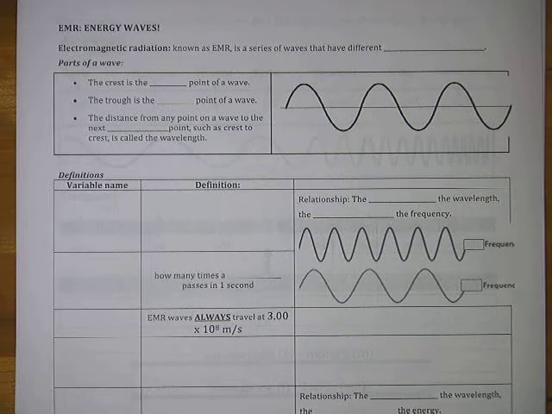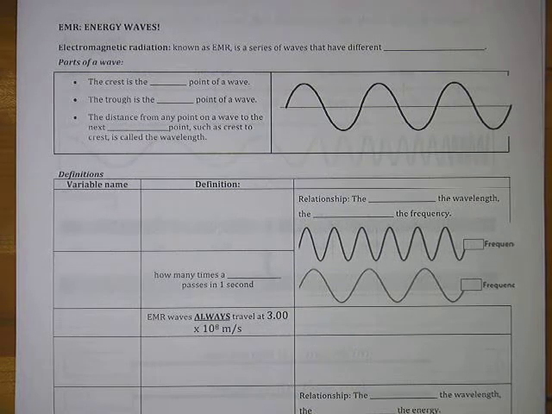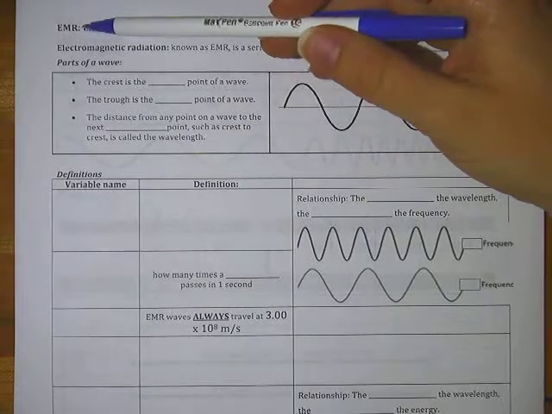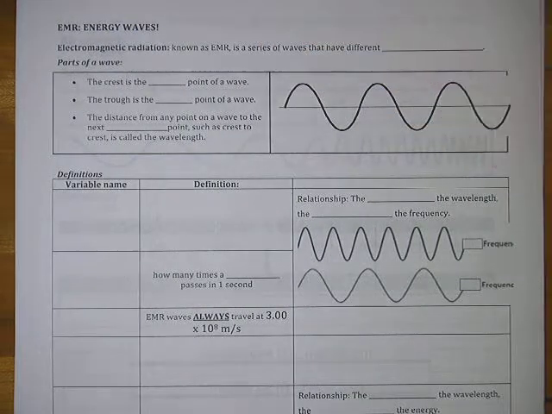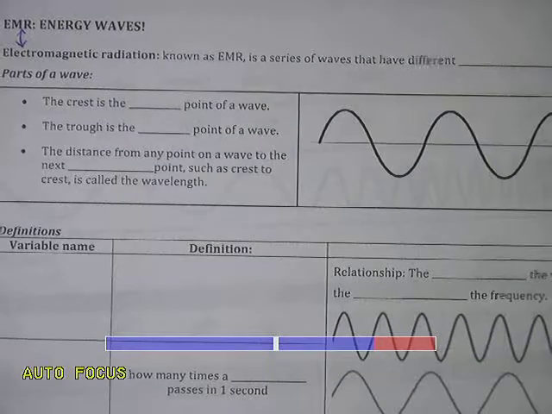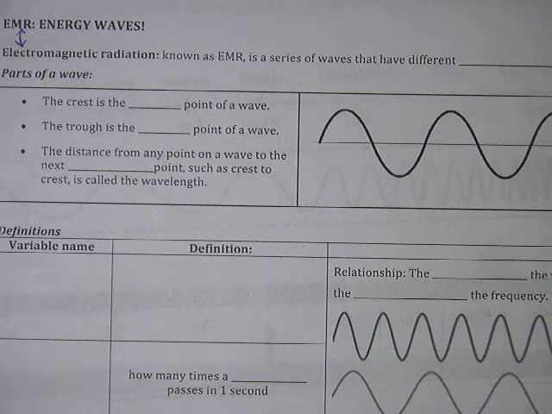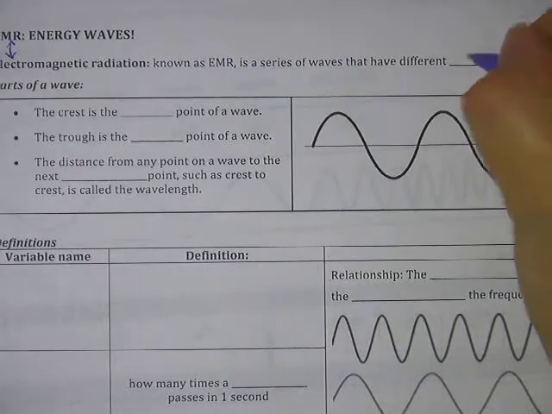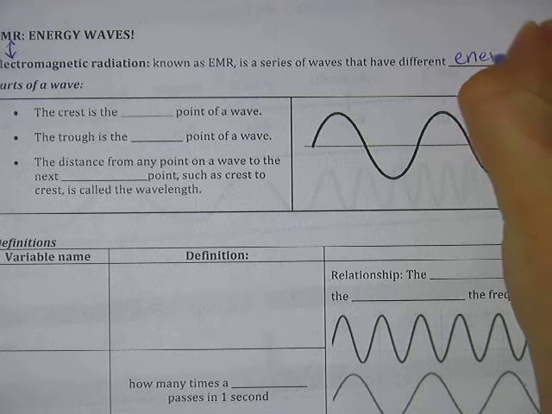And we are moving on with page 39. It's all about EMR, energy waves. EMR stands for electromagnetic radiation. Electromagnetic radiation, or EMR, is a series of waves that have different energies.